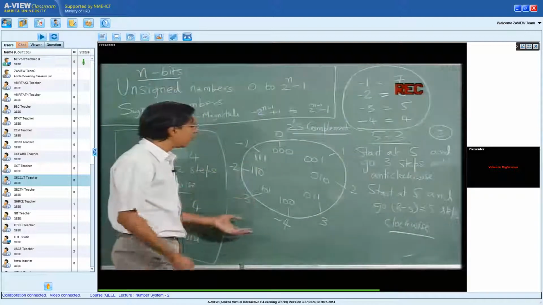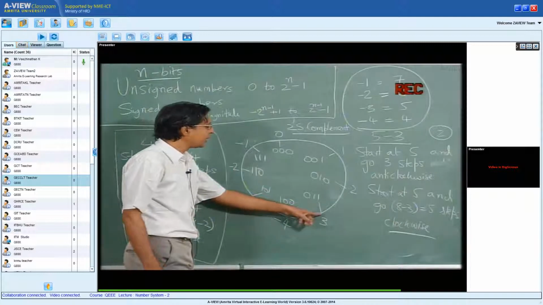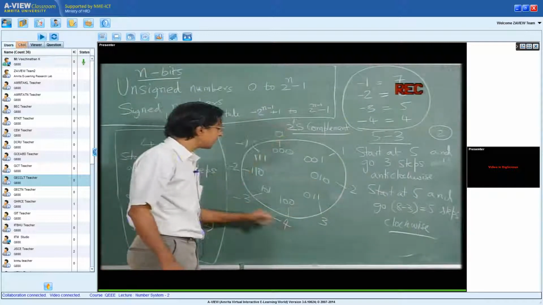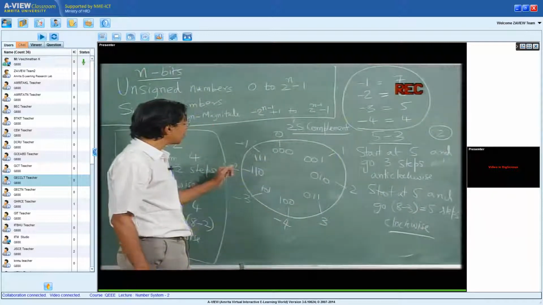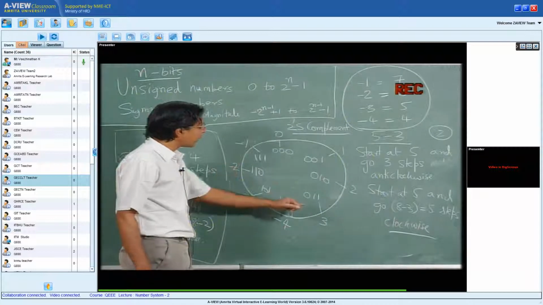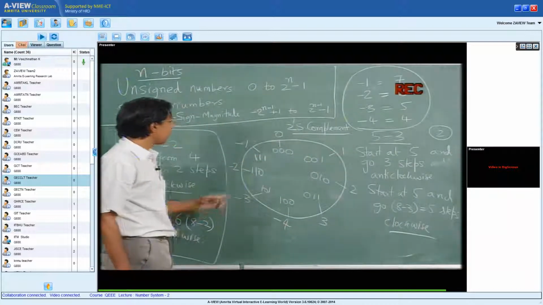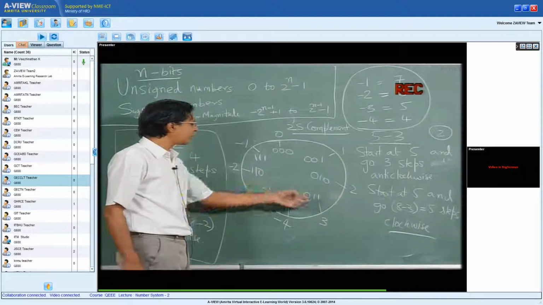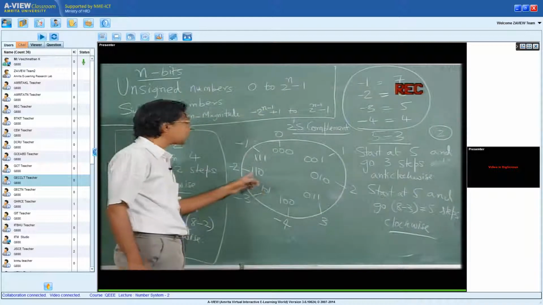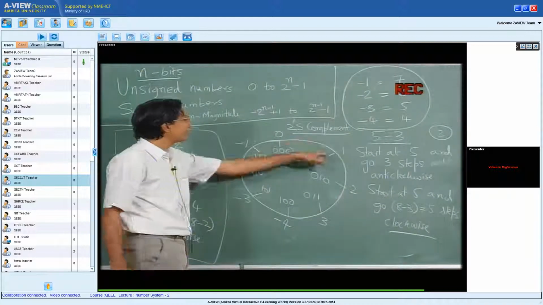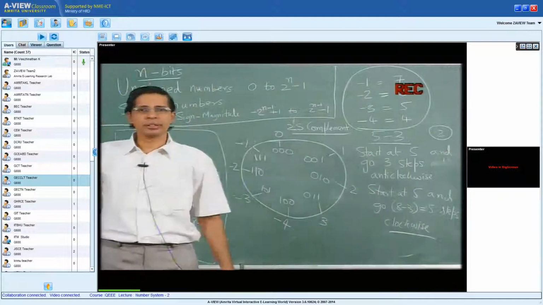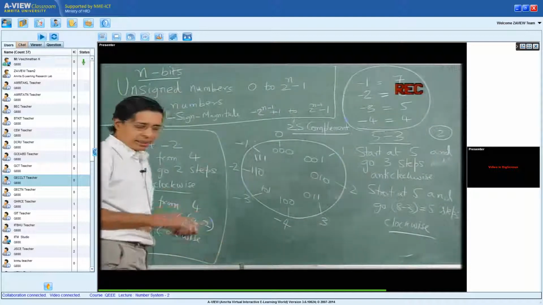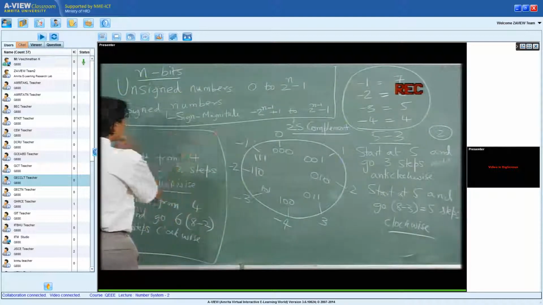I want to do 3 minus 2, so I can go from 3 and go 2 steps anti-clockwise, or I can go 6 steps clockwise to reach this 1. And since -2 is modeled already as 6, right? So if I just add this 3 to this representation of -2, I get this 0, right?